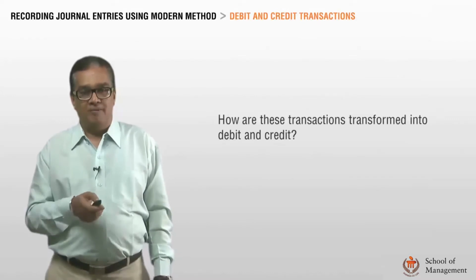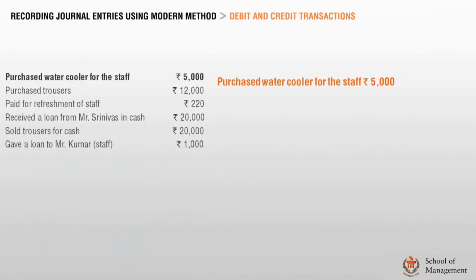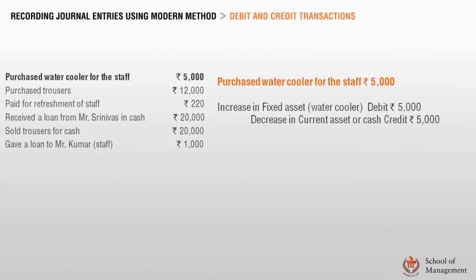The first one, purchased water cooler for staff rupees 5,000. The recording is in this manner. Increase in fixed asset, which is water cooler, debit rupees 5,000, and a decrease in current asset, cash, which is credit rupees 5,000. And so on, as we see for the other transactions.